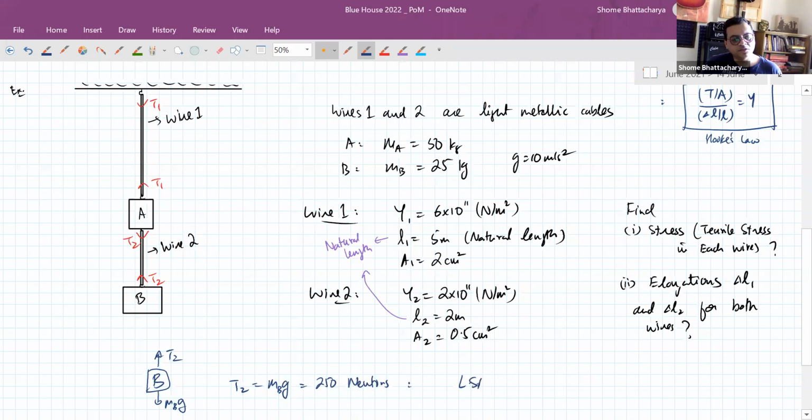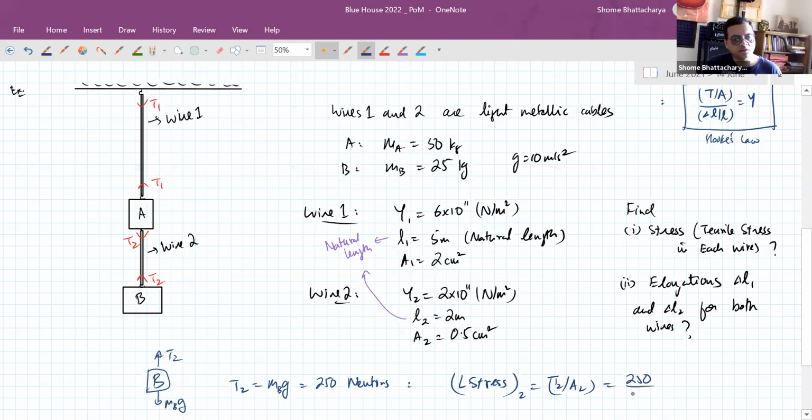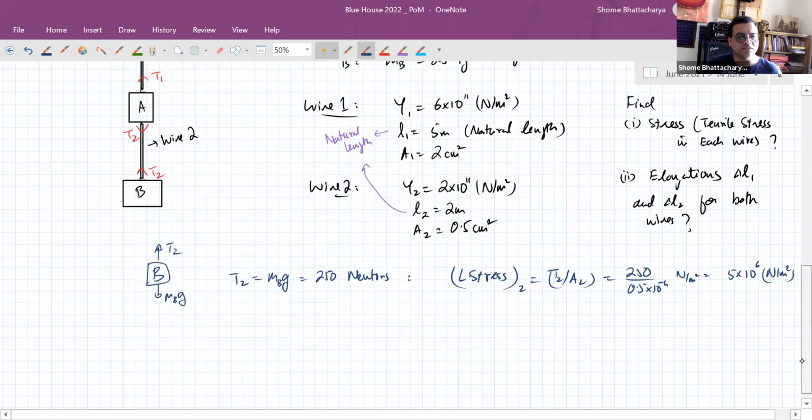So therefore longitudinal stress in the second wire will be T2 divided by A2. So that will be 250 newtons divided by 0.5 into 10 raised power minus 4. So that will become 5 into 10 raised power 1 plus 5, right? So 10 raised power 6 newtons per meter square. So that is the longitudinal stress in the second wire.